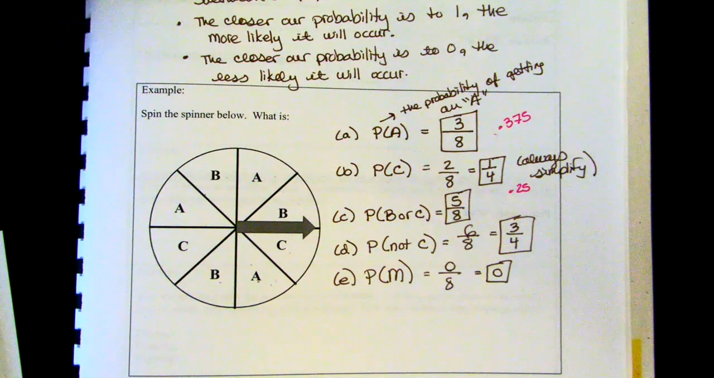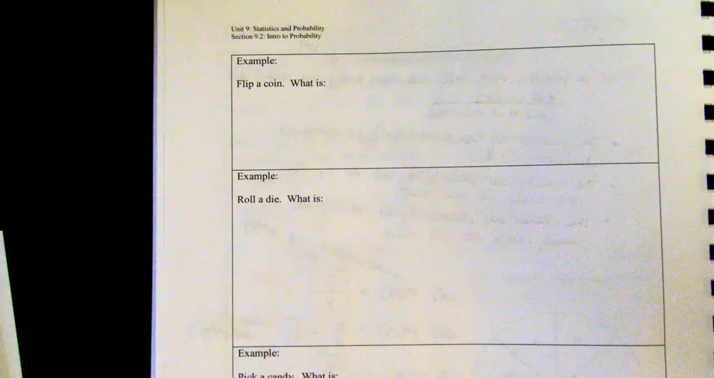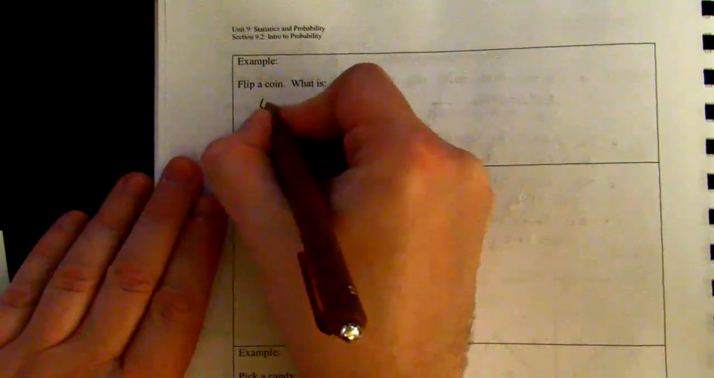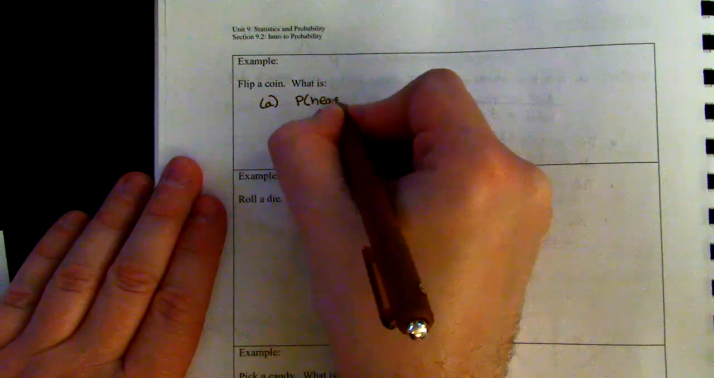Let's look at a couple other situations. Let's roll a die, let's flip a coin, let's pick things out of a box. Turn the page. Let's say we flip a coin. What is, part A, the probability of getting heads on a coin? What's the probability if I flip a coin, I get heads?